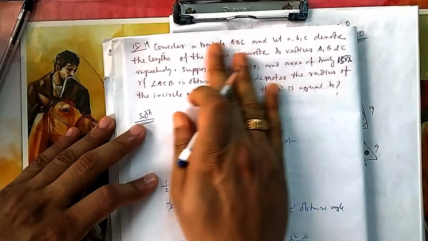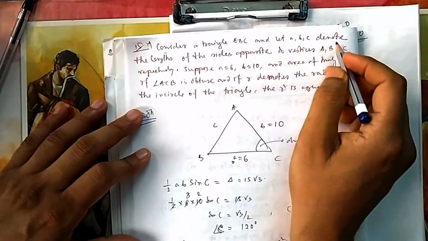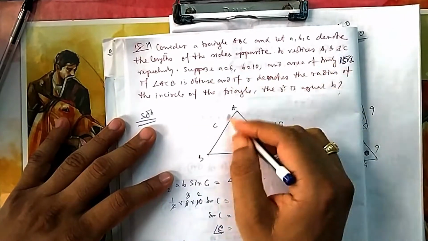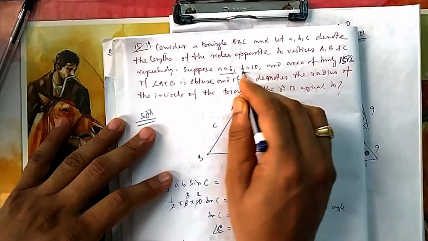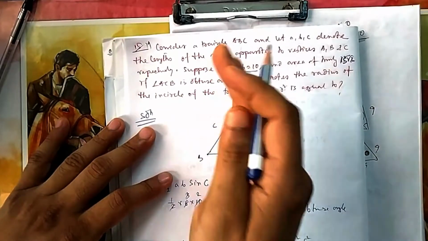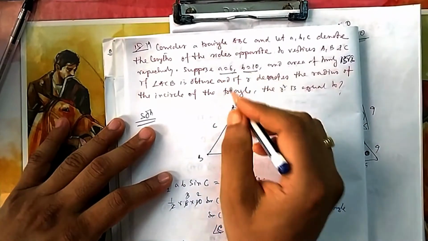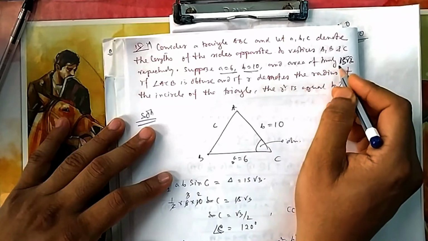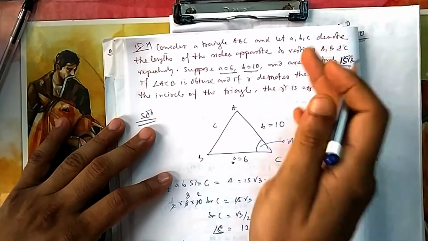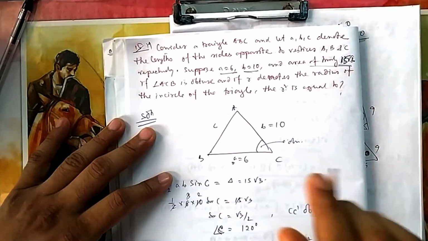If you come to 14, what they are asking here: consider a triangle ABC, and a, b, c denote the lengths of the sides opposite to the vertices. These are standard. a is given, b is given. So your general approach stops here, because a given, b given, you cannot go specific. Find the area, and the area is also given, 15√3. So it is very specific, you cannot do anything.